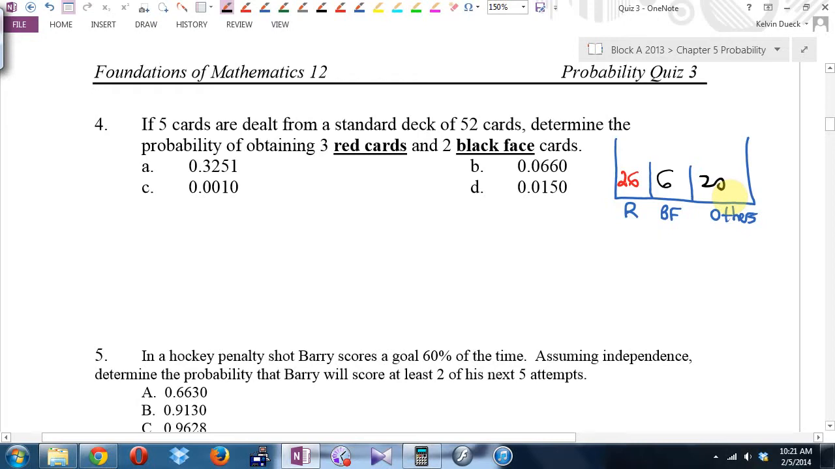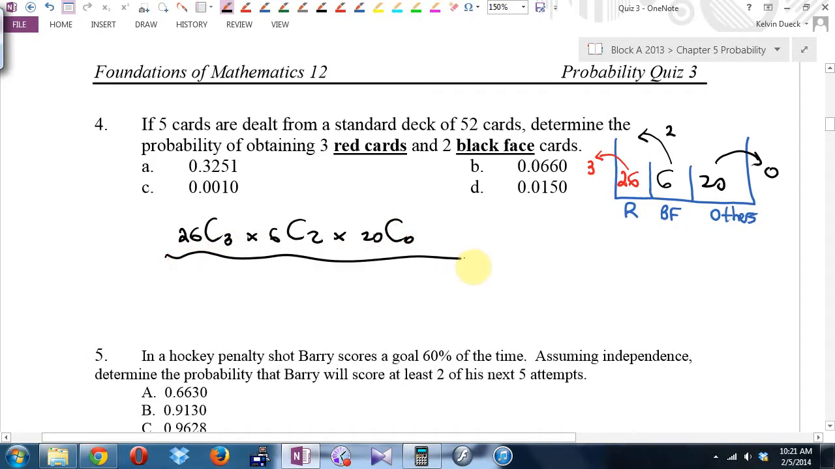How many red cards do I want to choose? 3. How many black face cards, Tiffany, do I want to choose? 2. How many of the others do I want to choose? None. So I think it's going to be 26, choose 3 of those, and 6, choose 2 of those, and 20, choose none of those, over from 52 cards, choose 5.